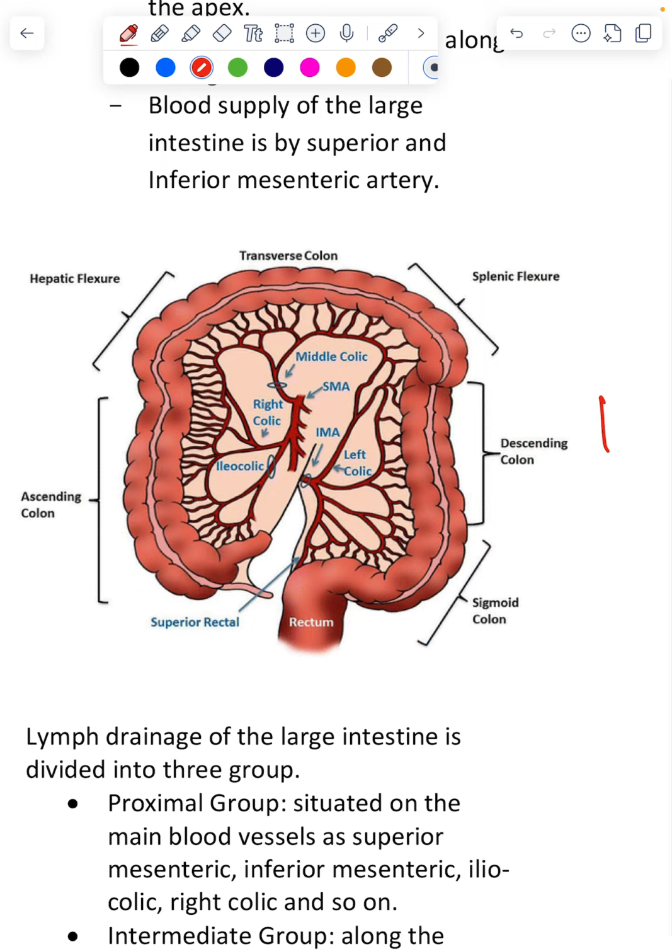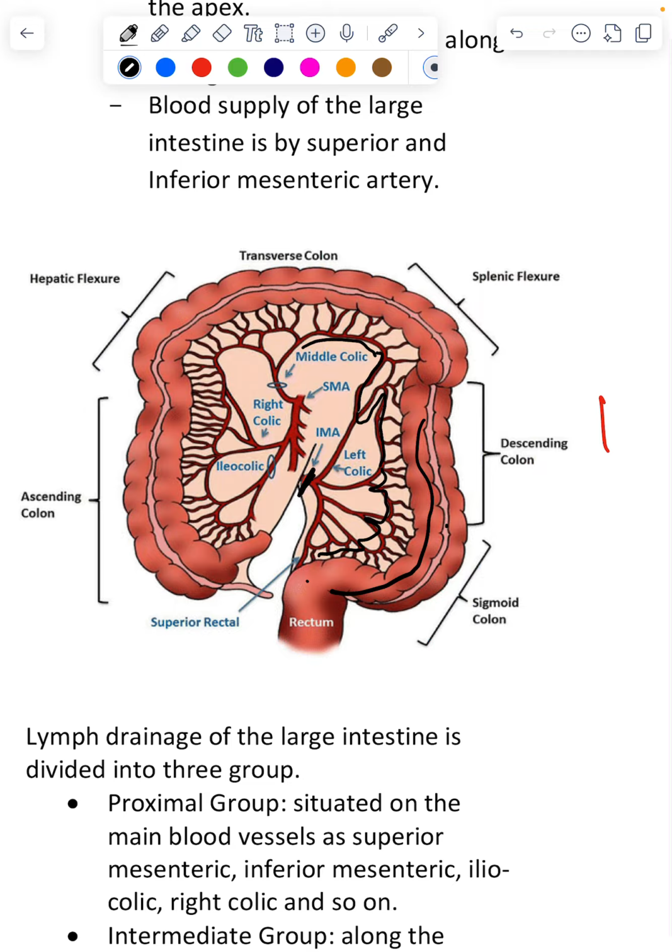Superior is having 3 supply and inferior is having only left colic. So whenever there is obstruction in this inferior colic artery, the blood is supplying to the whole of this through this artery of Drummond. From here, the blood is going to the whole of this. So even if the inferior mesenteric artery is totally gangrenous or embolized and thrombosed, this superior mesenteric artery is taking care of the total descending colon.